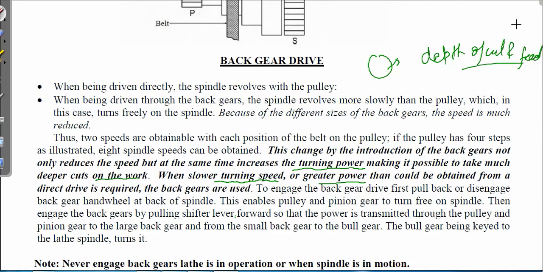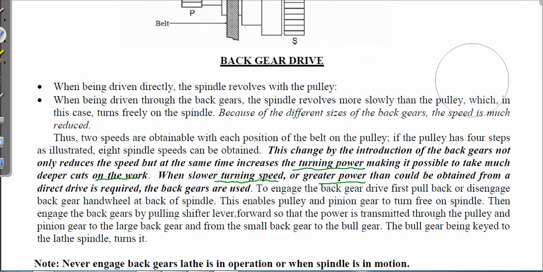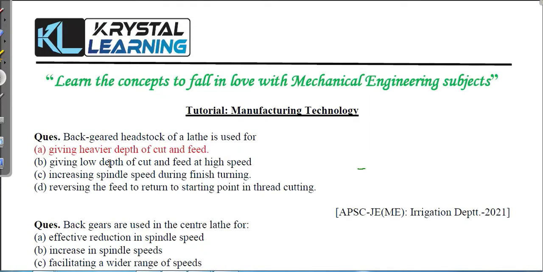Okay. So now let's go back to that question, and we see the options here. So now it's clear why option A is correct. Back gear headstock of lathe is used for giving heavier depth. When we want a heavier depth of cut and feed, then we have to use the back gear arrangement. So I hope the explanation of this question is clear and some knowledge has increased with this explanation. So it's better to solve more and more questions, because this concept was new to me, that back gear is giving heavier depth of cut.